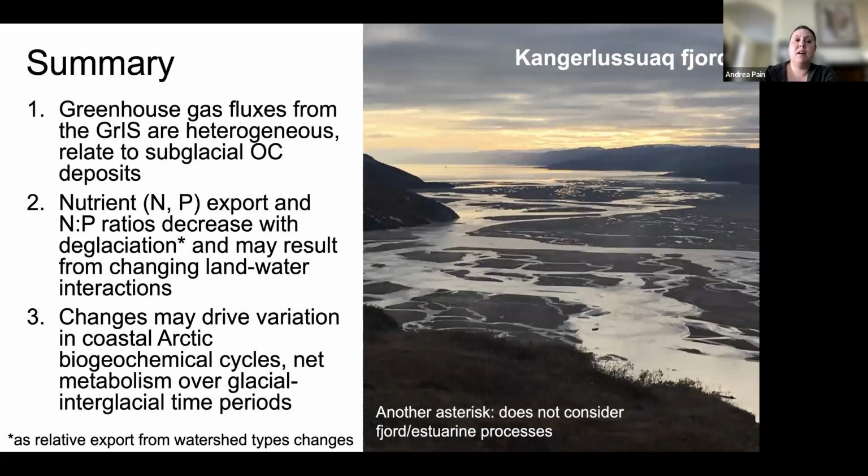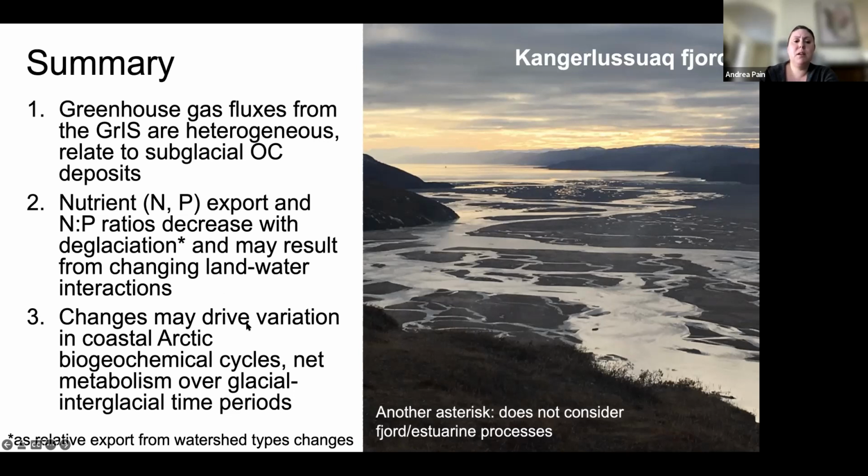So a summary of the data is that greenhouse gas fluxes from the Greenland ice sheet appear to be heterogeneous and could relate to the position and magnitude of these subglacial organic carbon deposits. The assessment of the nutrient exports between the glacial and the deglaciated watersheds suggests that the export and NDP ratios will decrease with deglaciation, and by that I mean as the relative export from each watershed type changes, and could result from changing land-water interactions, a key factor of which is the formation of those iron oxides to absorb the phosphorus.